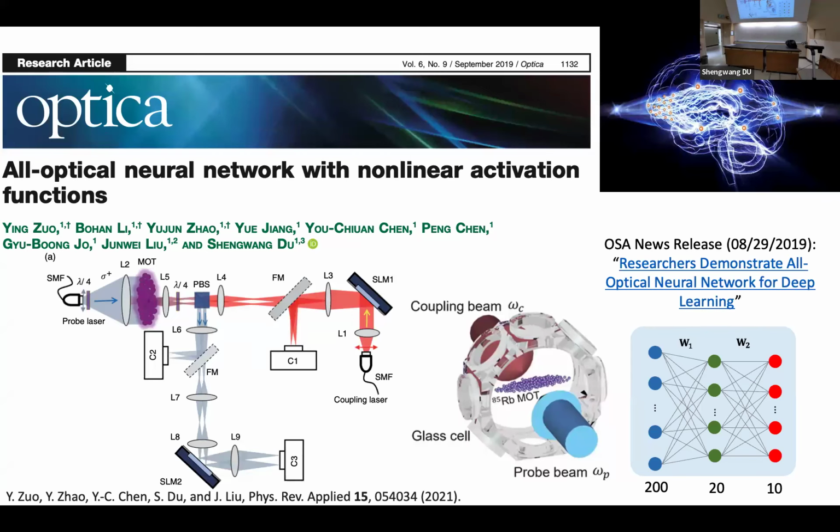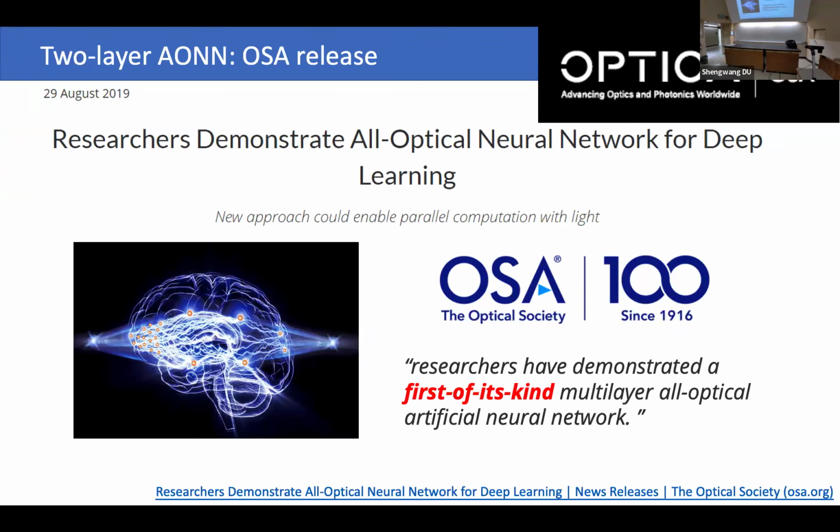This is the work we developed, I think the first deep all-optical neural network. The system is small: we have 200 input neurons, 20 hidden neurons, and 10 output neurons, and we can use it to successfully recognize handwritten digits 0, 1, 2, 3, 4, 5, 6, 7, 8, 9. I think this is the first time a multi-layer optical neural network has done that.